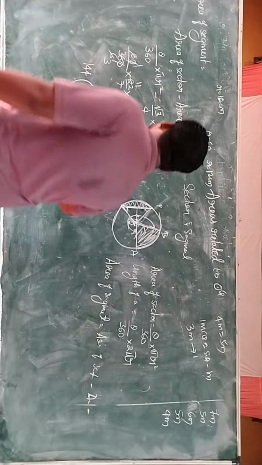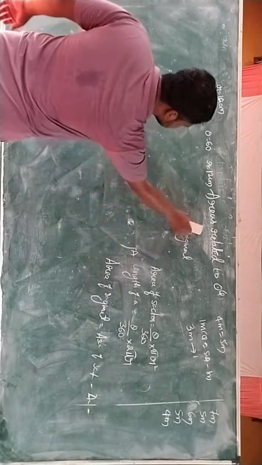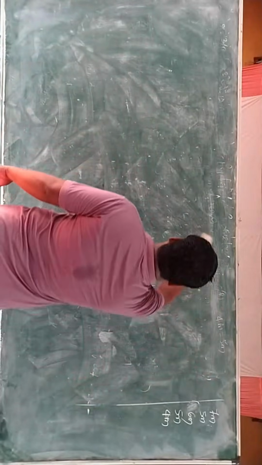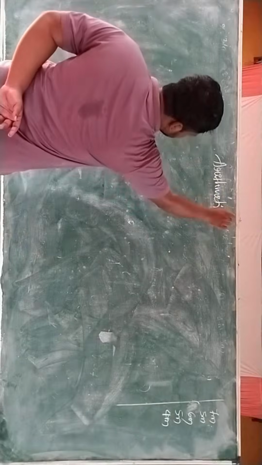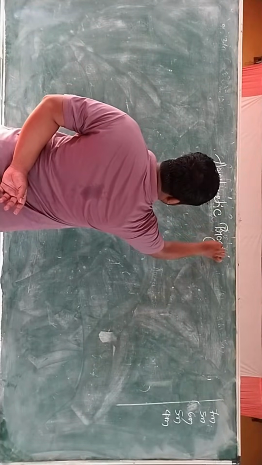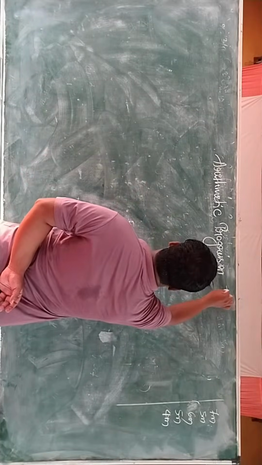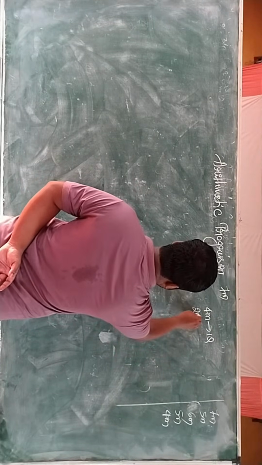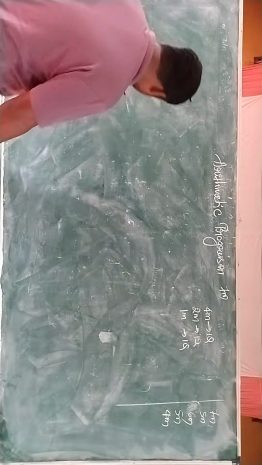The next, arithmetic progression. Next chapter, AP. Arithmetic progression, total weightage 7 marks, not 6, 7 marks. 4 marks, 1 question. 2 mark, 1 question. And 1 mark, 1 question.